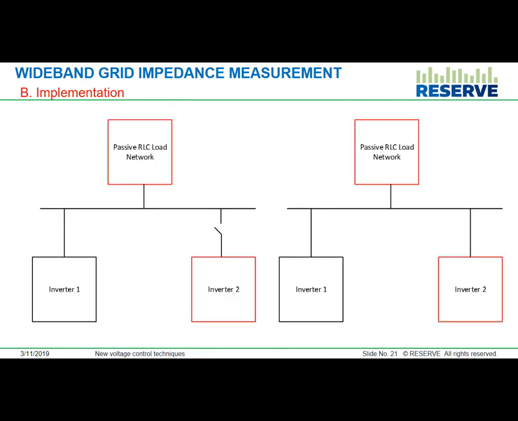I just picked an example to show this concept. A small microgrid. So there are 2 inverters. Both the inverters work in voltage control mode. They regulate this bus voltage here. And there is a very simple passive RLC load network. So you just have resistance, inductance, and capacitances in that network. Inverter 1 is going to inject the noise and measure the impedance. In the first case, the second inverter is disconnected, and in the second case, the inverter is connected, just to show the impact of power electronics on the impedance.